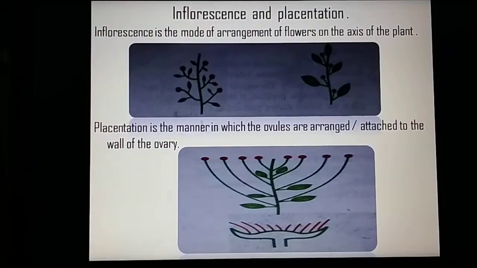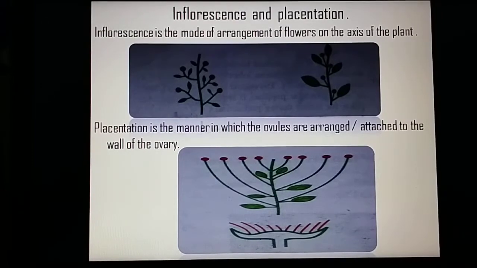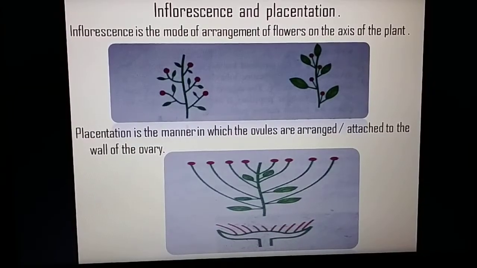Now we'll see the inflorescence and placentation. First, inflorescence is the mode of arrangement of flowers on the axis of the plant. The flowers may be arranged in several different ways in different plants. This manner of arrangement is called inflorescence. In the first, we can see that the flower is single, either at the apex of the main stem or at the terminal apex of the lateral branches. And in the second one, we can see it is in the axils of the leaves.